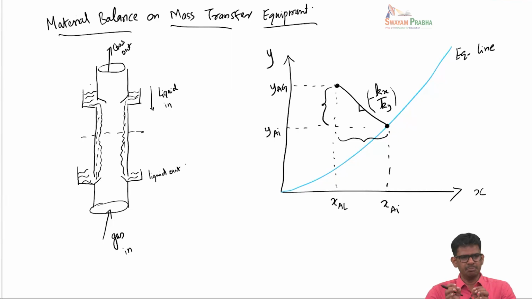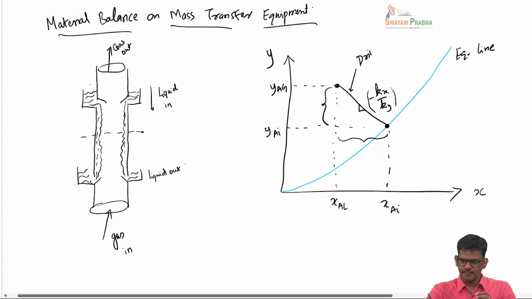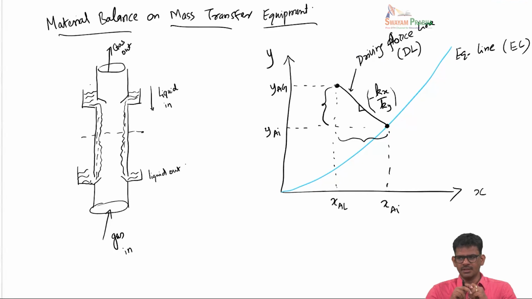So this is something very important because you have to understand this equilibrium line and this driving force line, which are important for mass transfer. This is called the driving force line. I may call them in the future DL and EL: EL means equilibrium line, DL means driving force line. Is it clear to you? Do you have any questions?